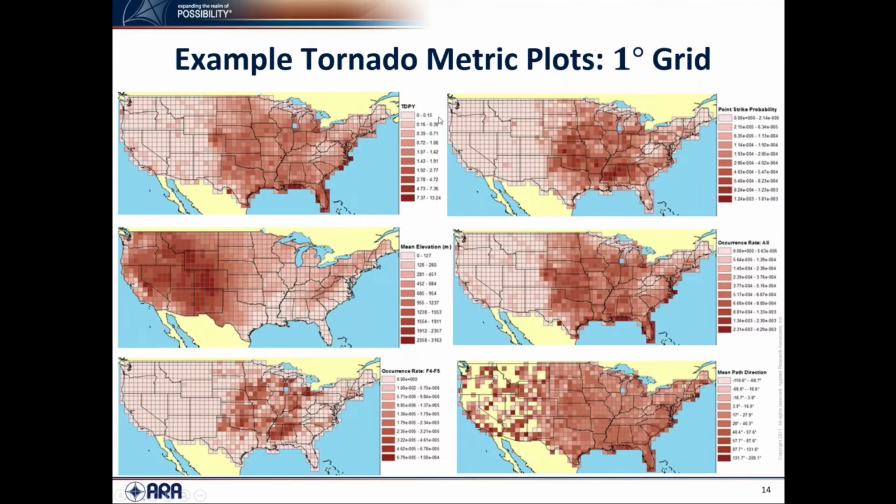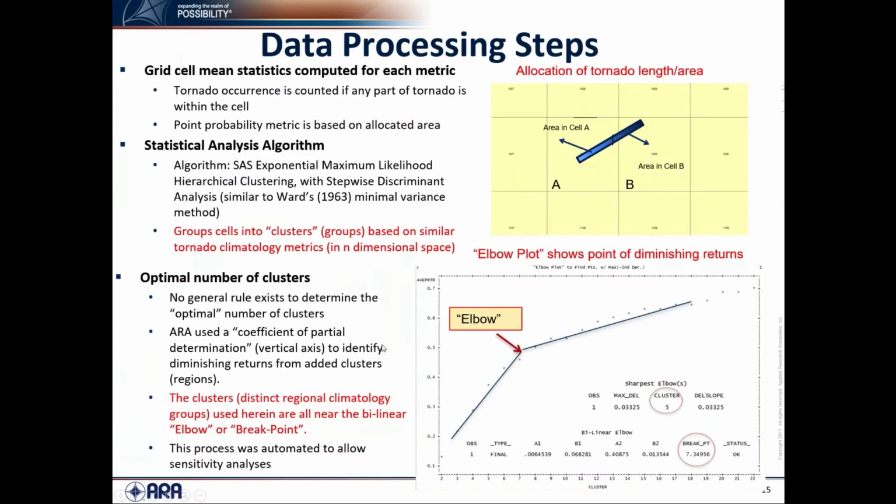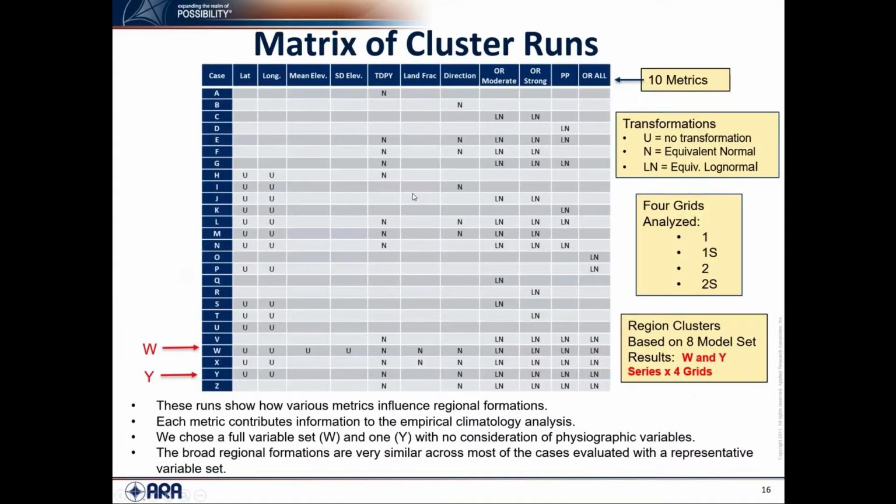And so this is just what some of these things look like. TDPY, tornado days per year. This is what this looks like on a 1-degree grid, point strike probability. And so we can see different heat maps for some of these different parameters, right? And the idea then is, as we go, we're going to go into a cluster analysis on these grid cells, and then we're going to look at how these clusters break down and merge together to form these different regions. Let me come back to this slide in just a second.